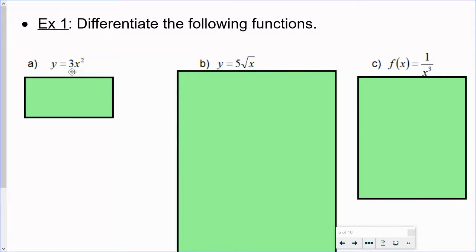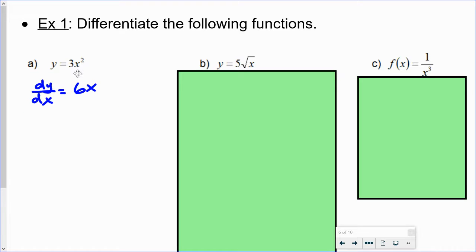If I want to take the derivative, I'm going to factor out that 3. I'm going to apply the power rule to drop the 2 in front of the x and reduce the exponent by 1. And that's going to leave me with 3 times 2, which is 6x to the 1. We don't write the 1.